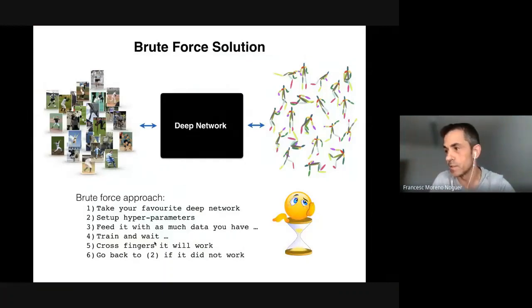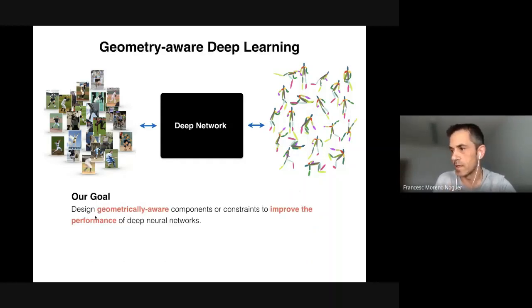But if not, which is the case most of the time, we should go back to step number 2 and change the hyperparameters, feed it with more data, change the training and validation splits, etc. All right. But what is the common denominator of all the works that I'll talk about? The common denominator is that we try to design geometrically aware components or constraints to improve the performance of the deep neural networks.